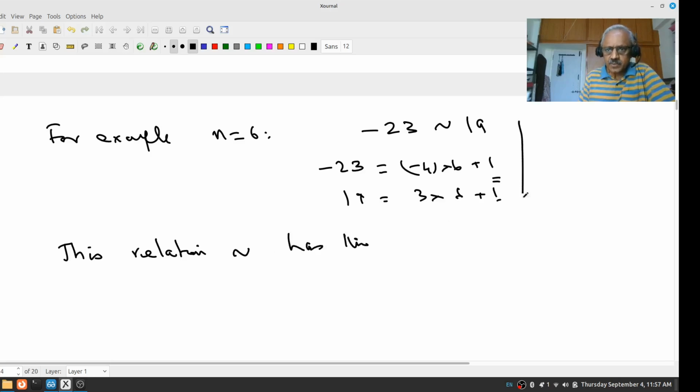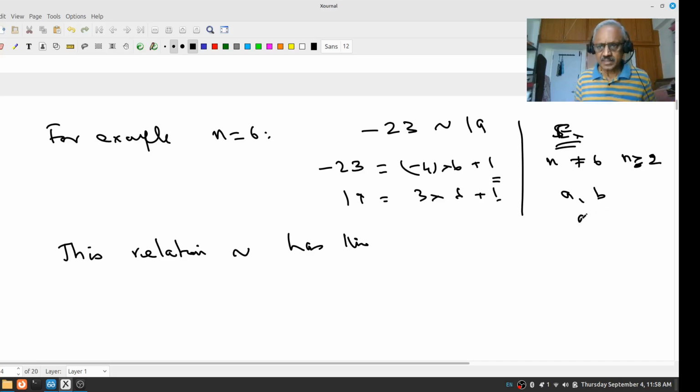It will be good to take some other n as an exercise before you proceed further. Just be comfortable: take some n not equal to 6, strictly greater than 2, and find a and b, something on the negative side, something on the positive side, and say that a is related to b. You understand the question? Please do that before you go further.